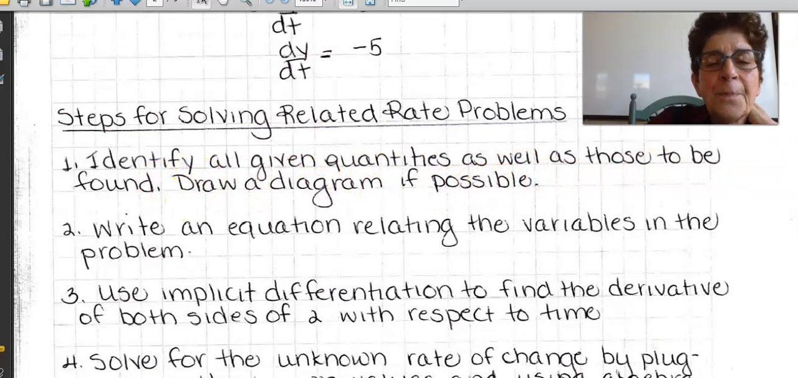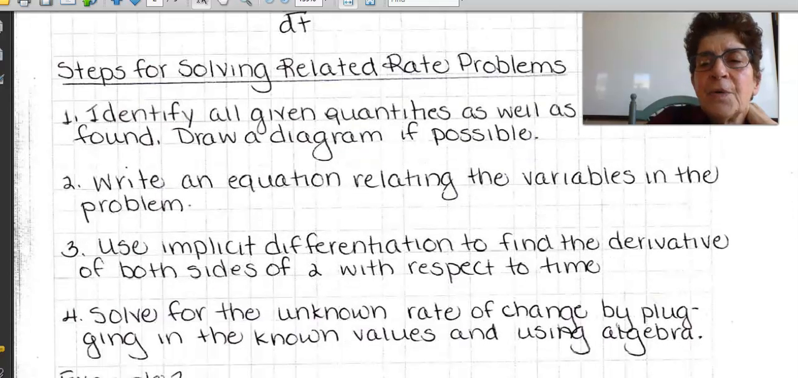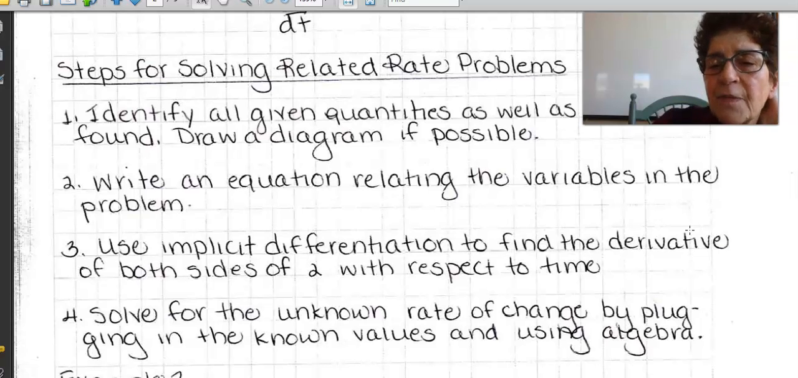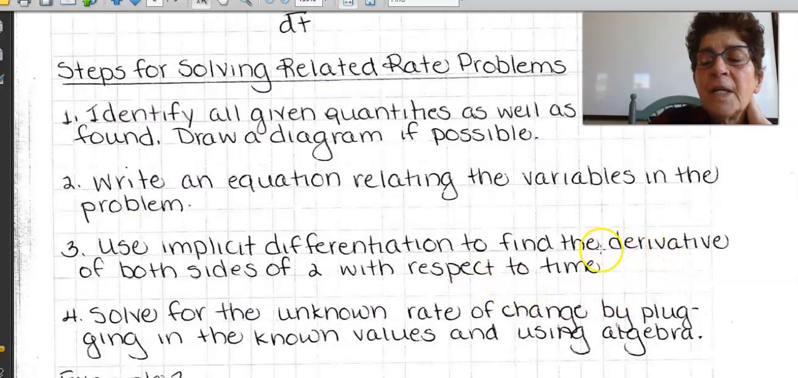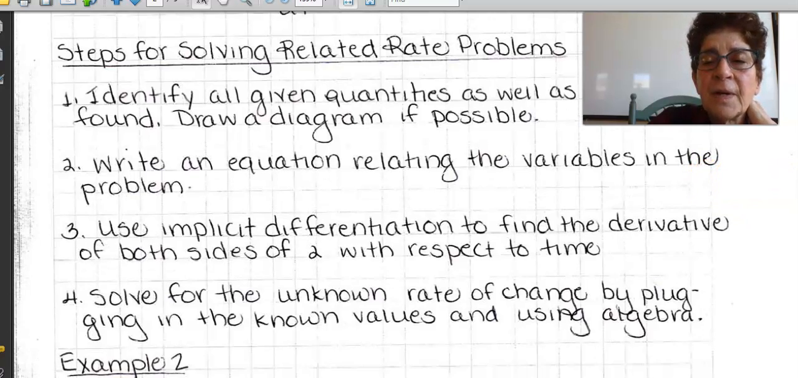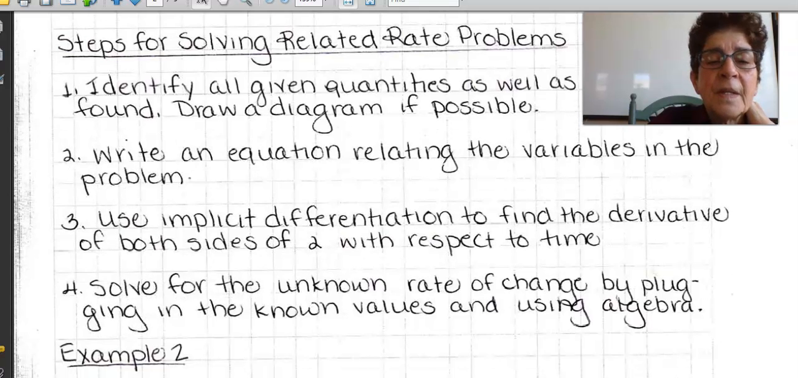Draw a diagram if you actually have a physical situation that you're trying to model. That's really helpful. And then you need to come up with an equation that relates the variables in the problem to each other. This might be the equation for the area or the volume of a geometric shape. It could be the Pythagorean theorem. It could even be revenue is price times quantity demanded. So you have to be aware of how these variables relate to each other.